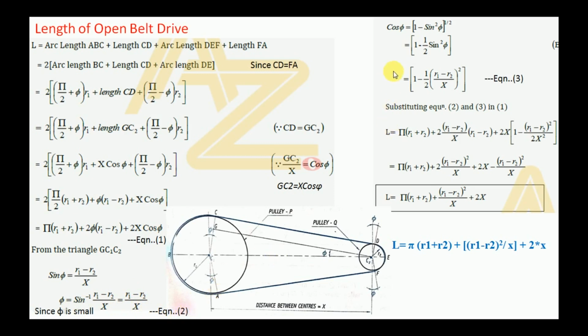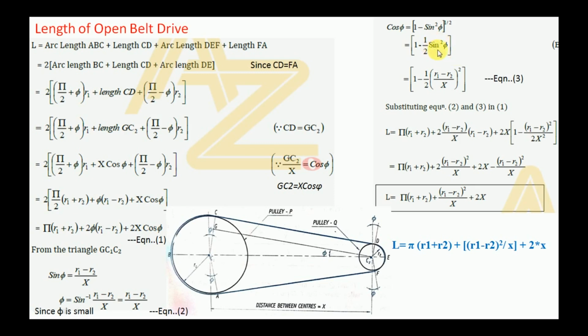Then, continuing with cos phi: cos phi equals (1 minus sine square phi) raised to half. This we know from mathematics, and it can be written as cos phi equals 1 minus half of sine square phi by the binomial theorem. We should know from mathematics how cos phi can be written as (1 minus sine square phi) raised to half, which equals 1 minus half of sine square phi by the binomial theorem.